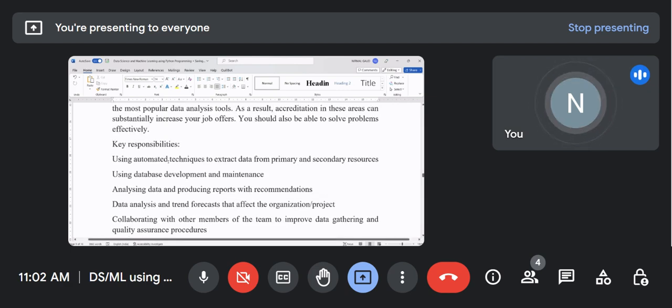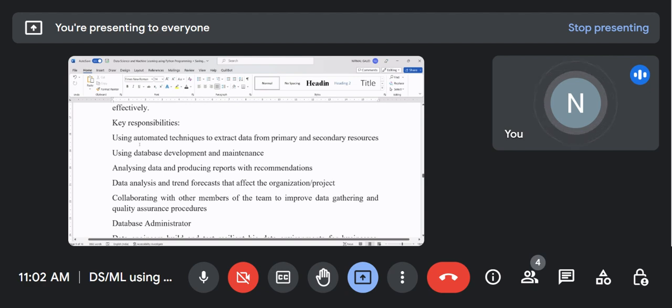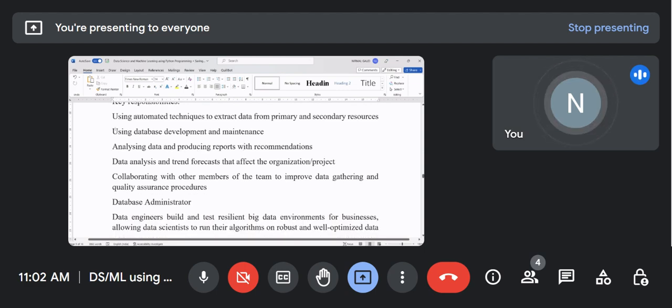The key responsibilities of a data analyst are to use automated techniques for data extraction from various sources. Automation, that means not in a manual way, but automatically. Develop the database. Analyze the data.